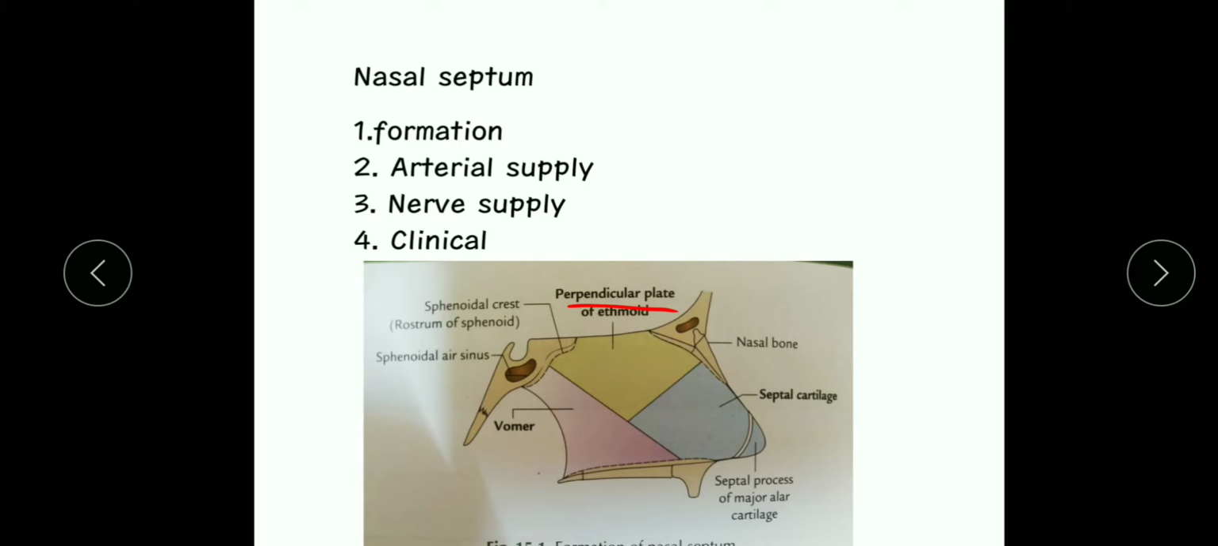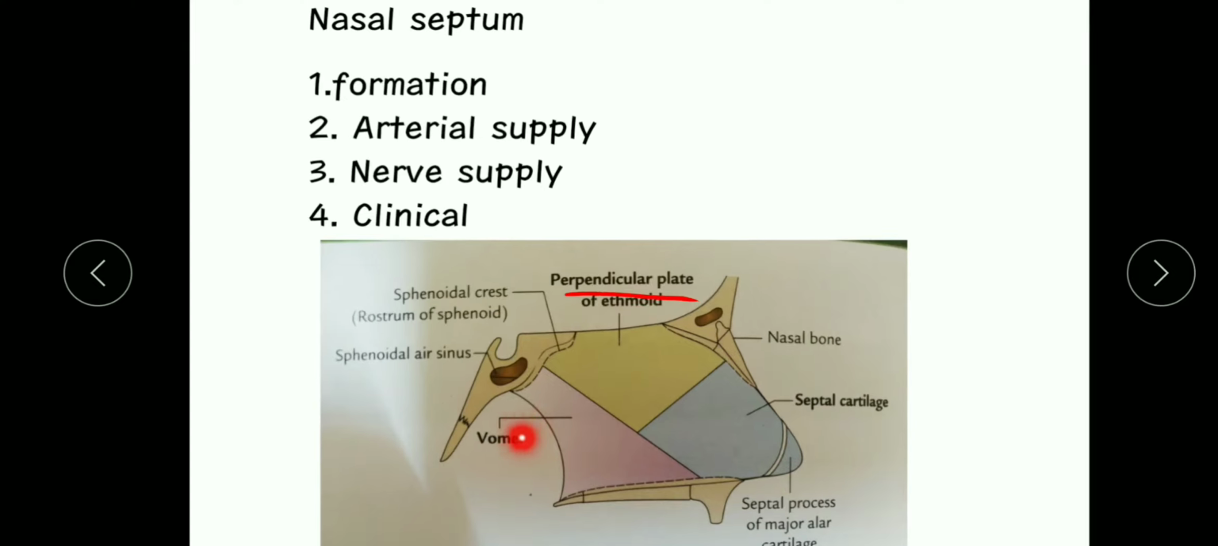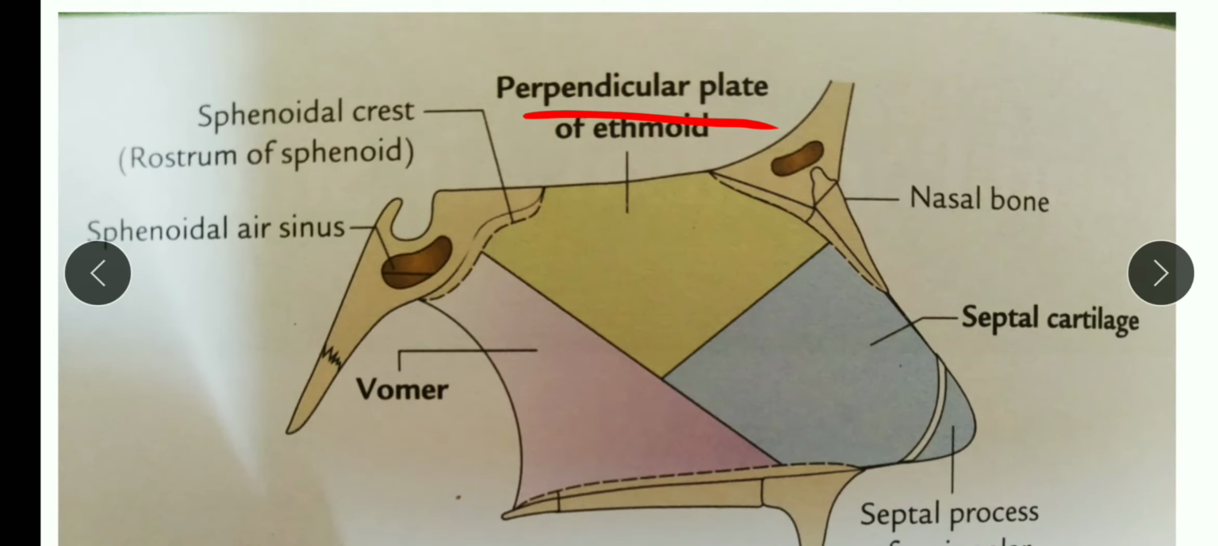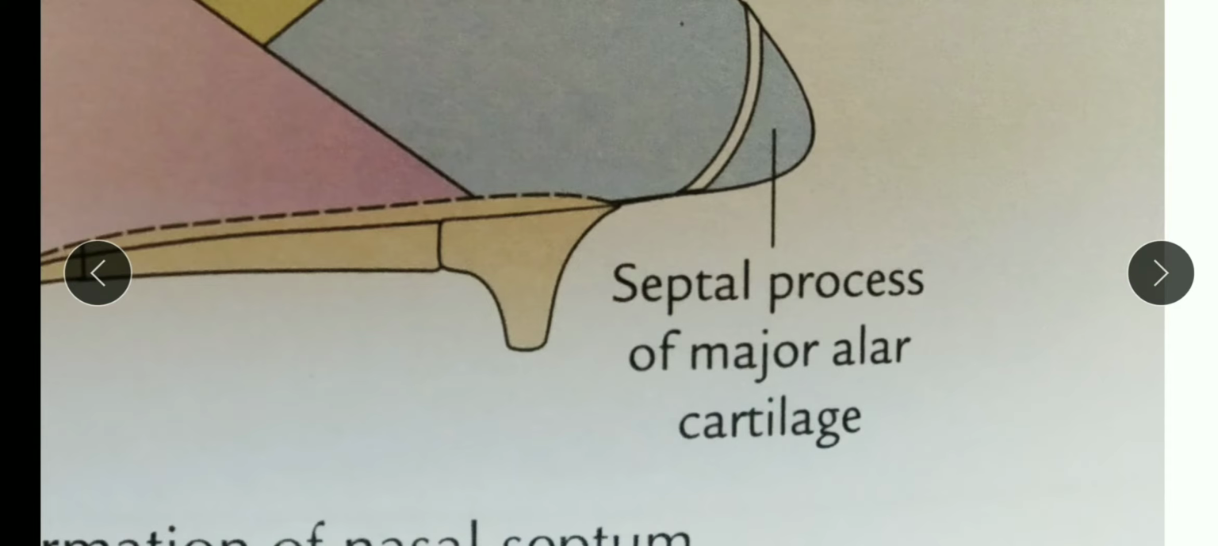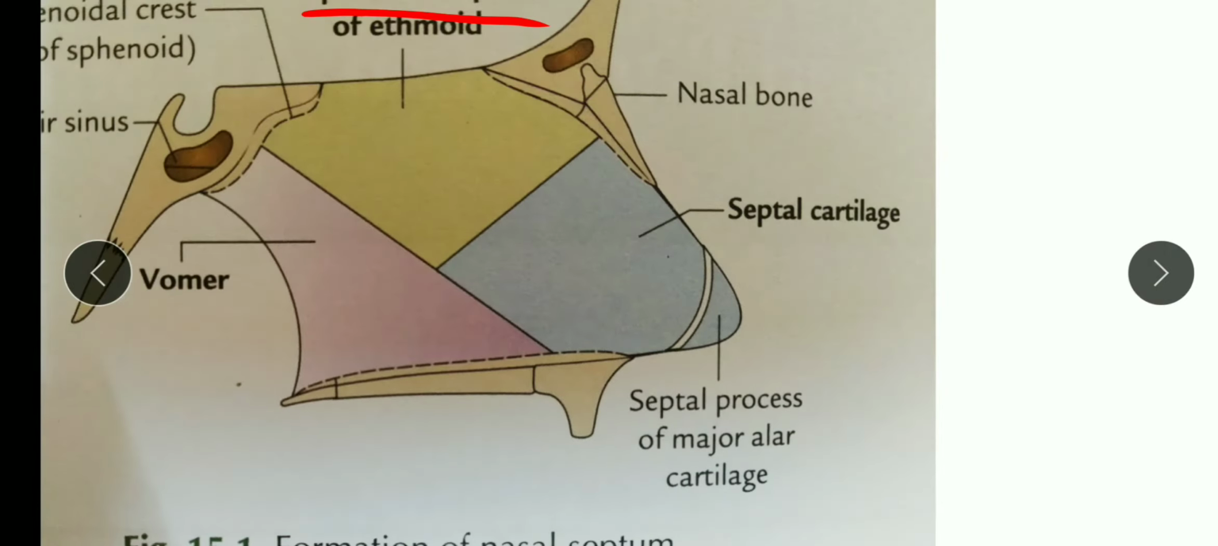Then we come to the nasal septum. We'll study four things in this: formation, arterial supply, nerve supply, and clinical. So nasal septum is formed by bony part, cartilaginous part, and cuticular part. The cuticular part is obviously fibrofatty tissue. The bony part is from vomer and perpendicular plate of ethmoid. You can see in this diagram vomer and perpendicular plate of ethmoid, these form the bony part, and the cartilaginous part is formed by the septal process of major alar cartilage. So this forms the cartilaginous part.